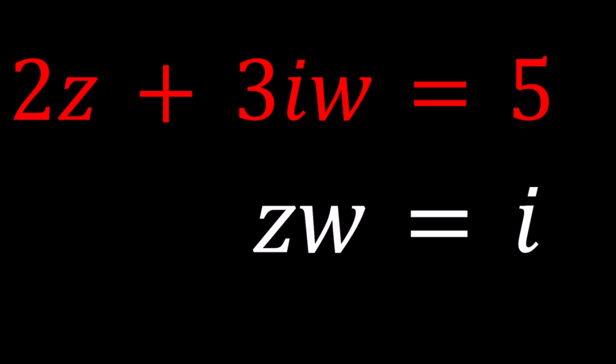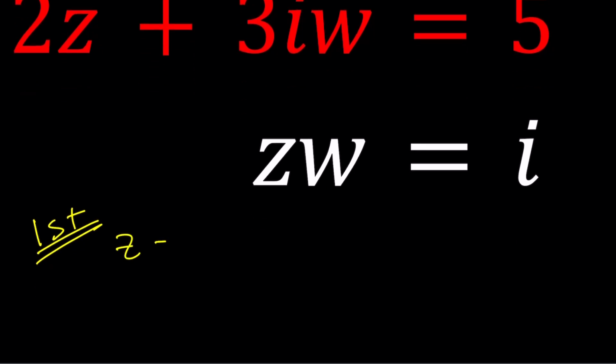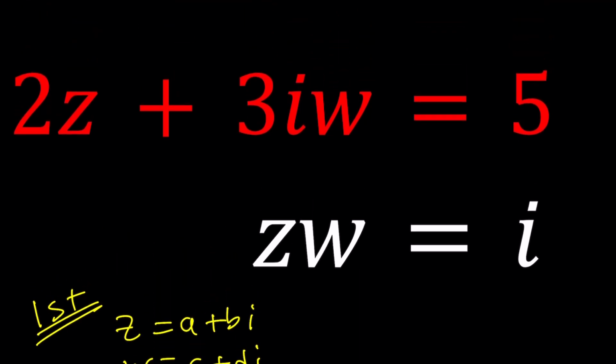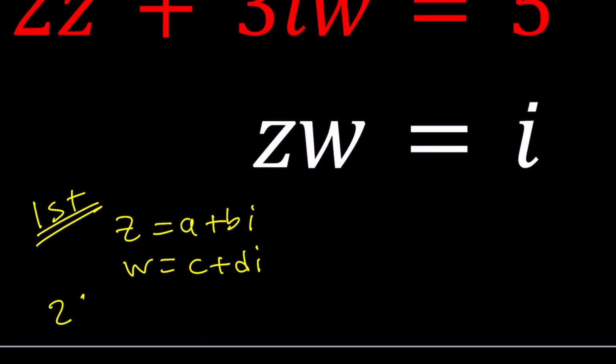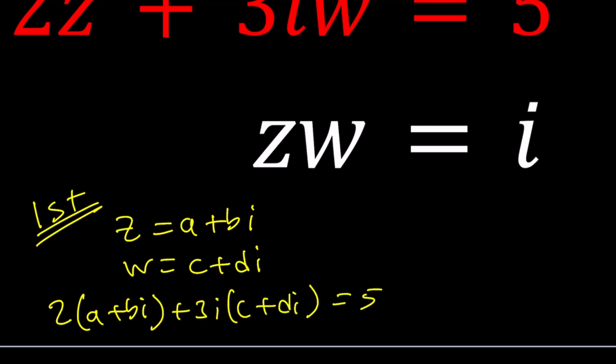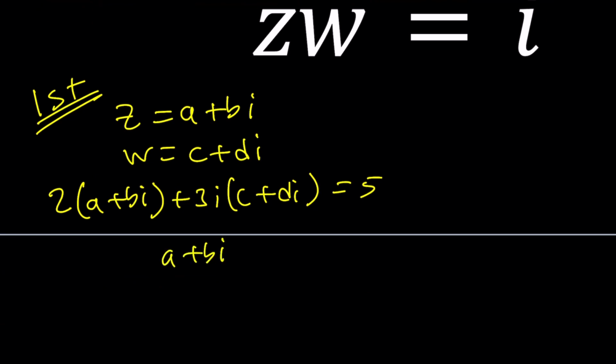Alright, so I'll be presenting two methods, and let's start with the first one. For my first method, I'm going to replace z with a plus bi and w with c plus di. So if you do that, you're going to get 2 times (a plus bi) plus 3i times (c plus di) equals 5, and (a plus bi) times (c plus di) equals i. So that's the system of equations.